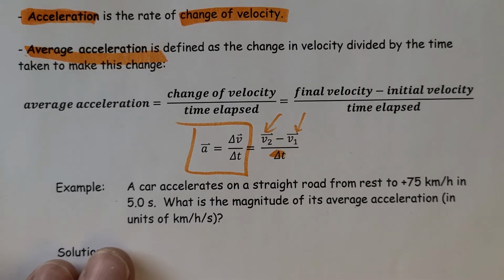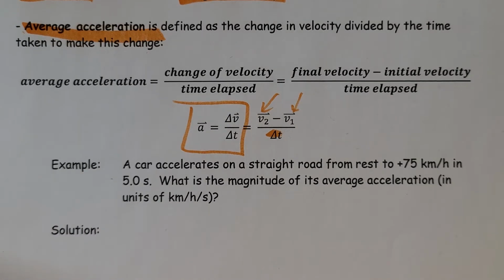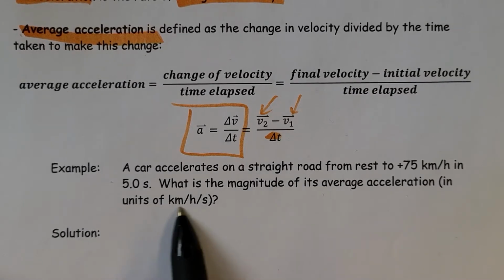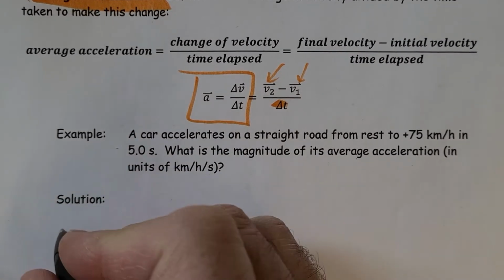All right, so let's take a look at an example. A car accelerates on a straight road from rest to 75 kilometers per hour in 5 seconds. What's the magnitude of that acceleration? And leave it in the weird units of kilometers per hour per second.